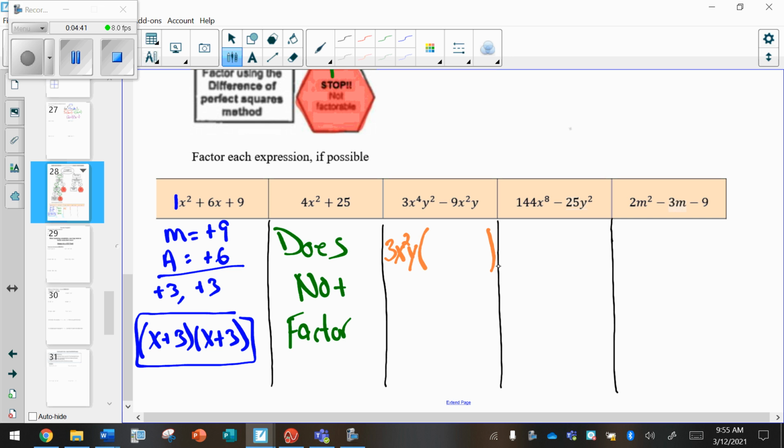So technically, I now divide each one of my original terms by 3x squared y. 3 divided by 3 cancels out. Subtract the exponents, and subtract the exponents. Again, I'm going to divide by 3x squared y. Negative 9 divided by 3 is negative 3. X squareds cancel. Y's cancel. There we go.